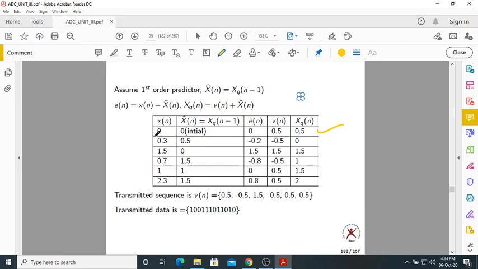Now, what is the next sample? 0.3. Take here 0.3. Now, what is x cap of n? This would come here. This comes here. This is x q of n. Now, what is x q of n minus 1? It comes here, just like feedback, no? Now, what is the error? 0.3 minus 0.5, minus 0.2. So you have to quantize this minus 0.2.